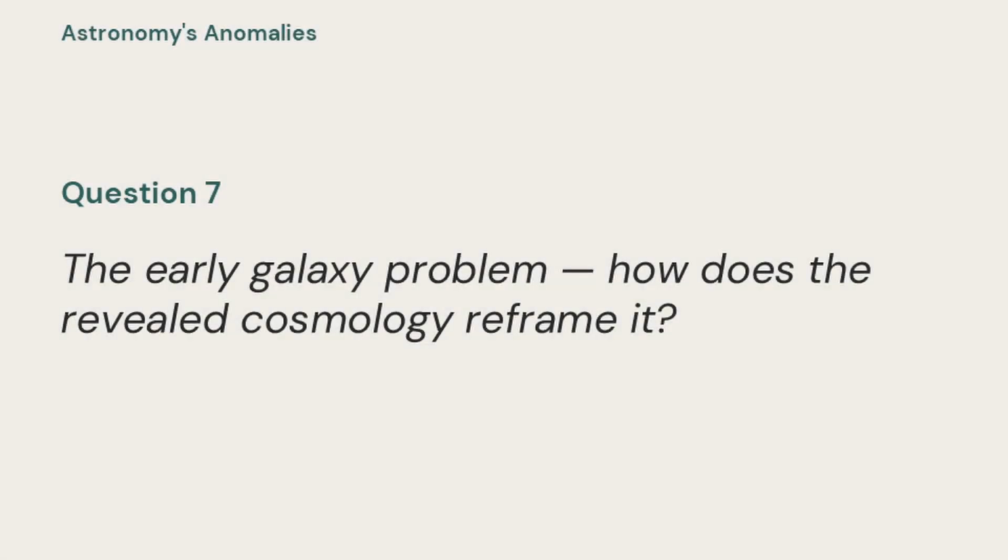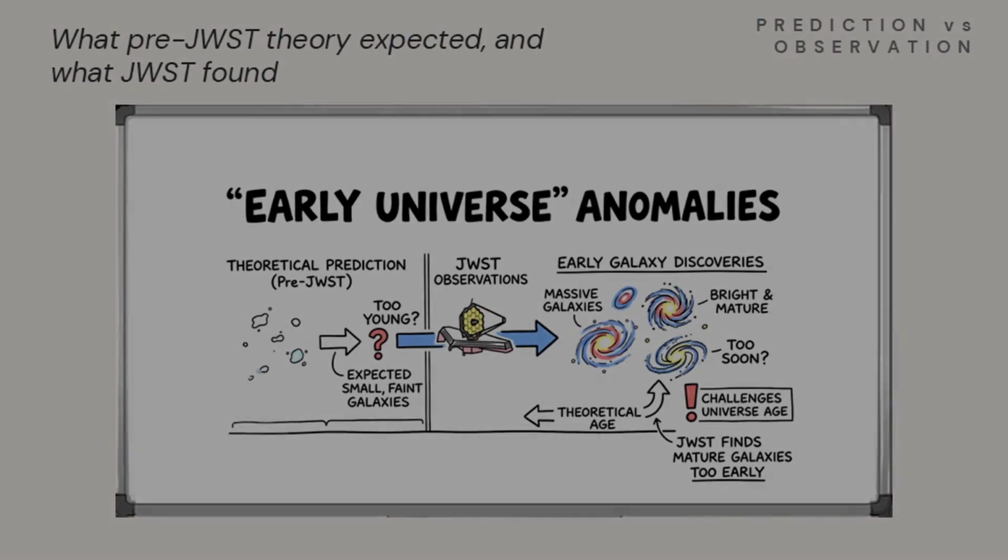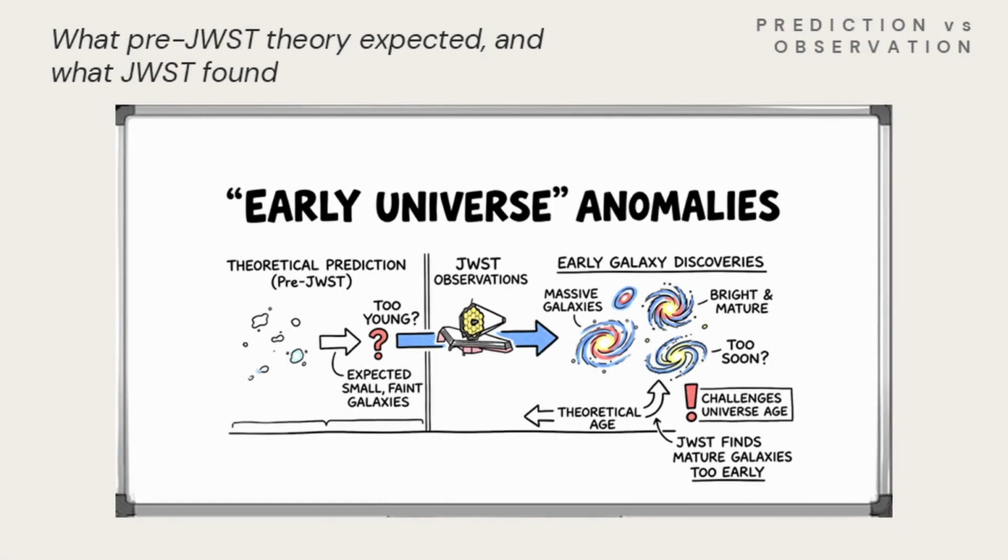Question 7. The early galaxy problem. How does the revealed cosmology reframe it? Beginning in 2022, the James Webb Space Telescope detected galaxies at high redshifts, displaying characteristics previously associated with much later cosmic epochs: mature stellar populations, organized disk structures, established metallicity, and masses requiring substantial prior star formation history.